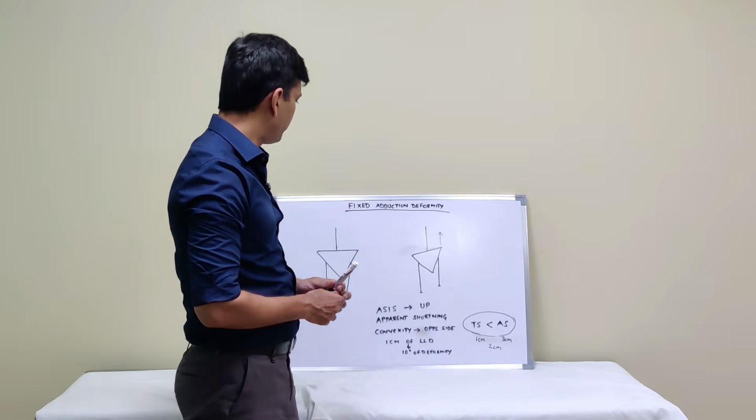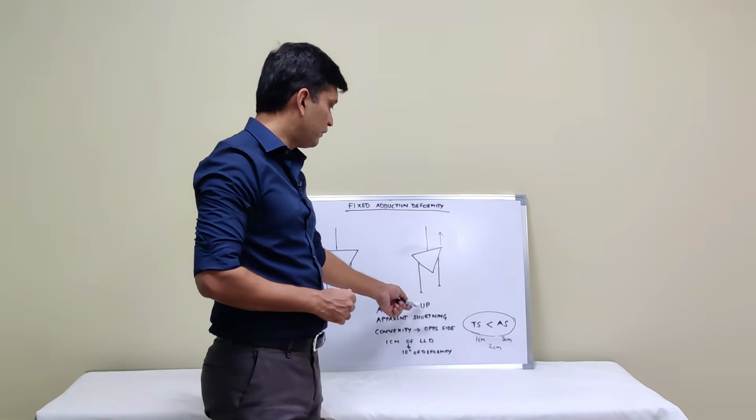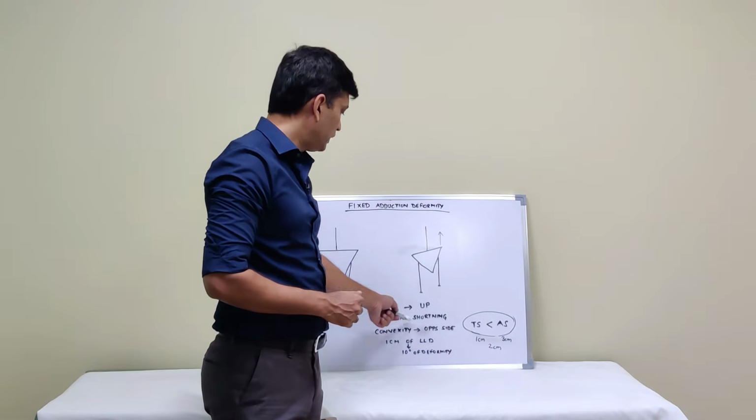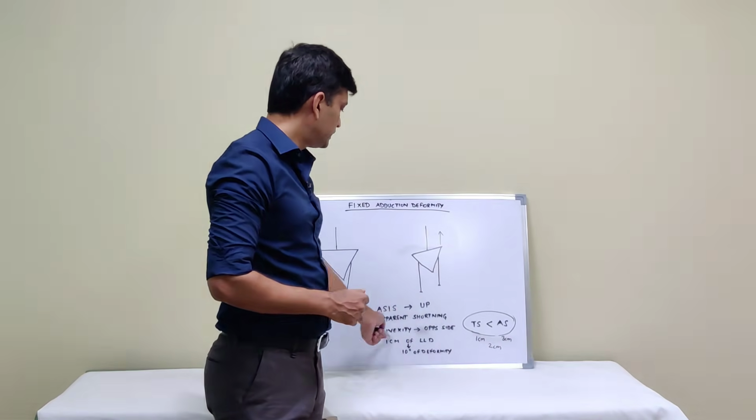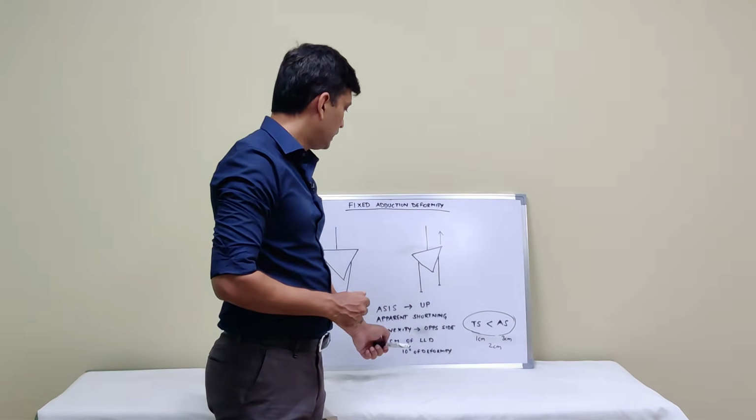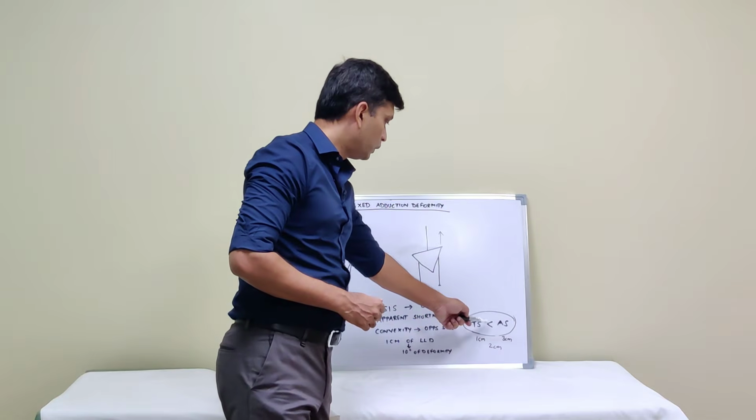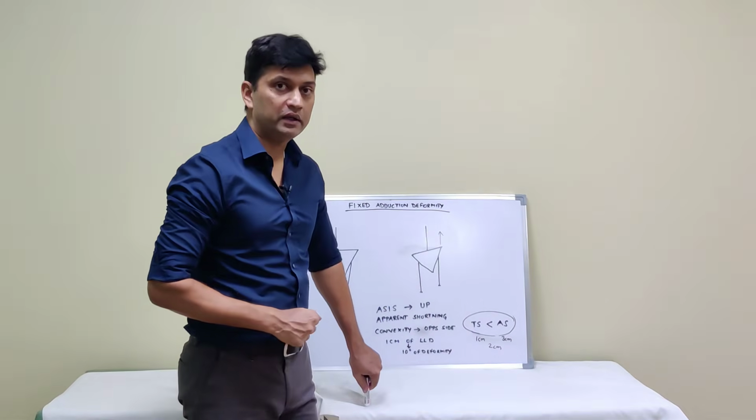To summarize again, in adduction deformity we'll have ASIS up, there will be apparent shortening, convexity will be on the opposite side, and true shortening will be less than apparent shortening. So now let's see in a patient, if somebody has got abnormality in the coronal plane, whether it's a fixed abduction deformity or adduction deformity, how to clinically measure that deformity.